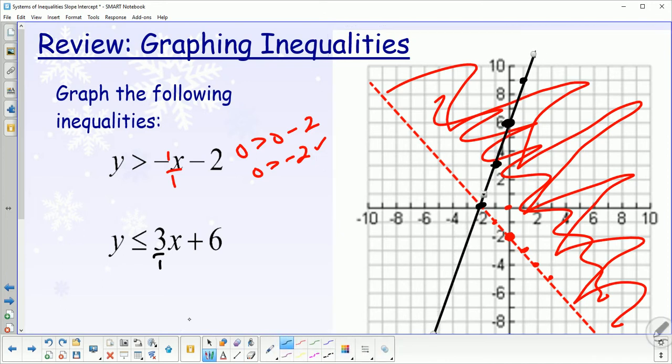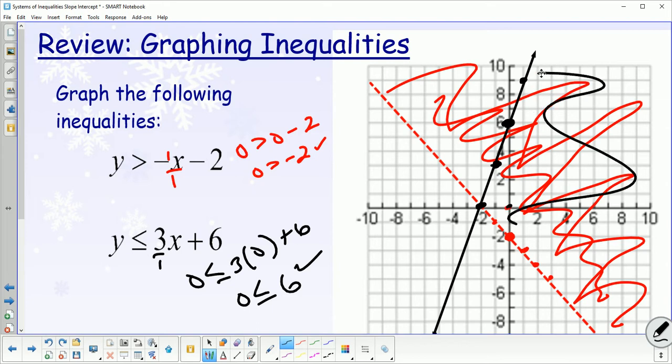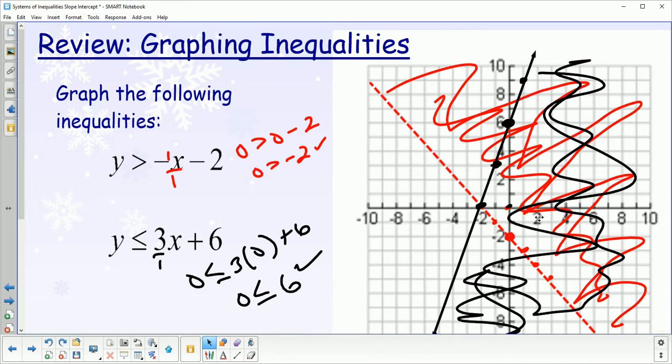And then I need to choose shade here. So I'm going to again test my point. 3 times 0 plus 6, that's going to be 0 plus 6 is 6, which is again a true statement. So this point is true. So everything down here is true. Okay, and that'll give us how to, we graphed 2 different inequalities there. So one in red, one in black.